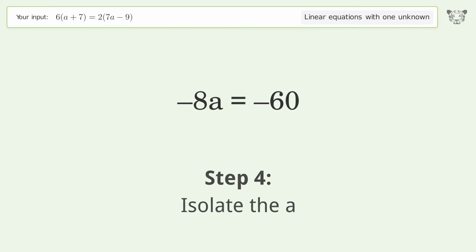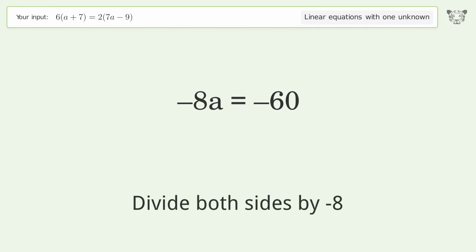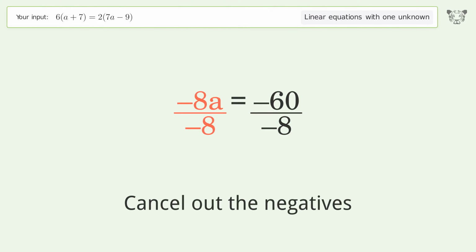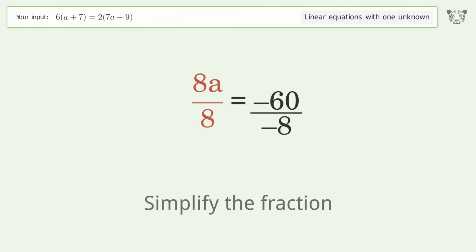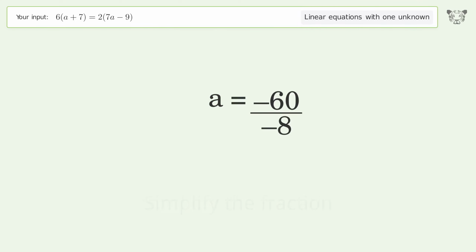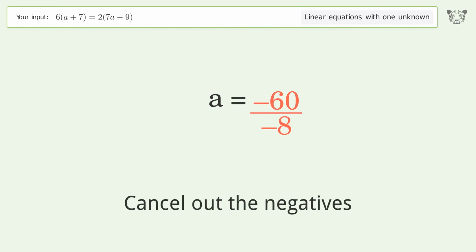Isolate the a. Divide both sides by -8. Cancel out the negatives. Simplify the fraction. Cancel out the negatives.